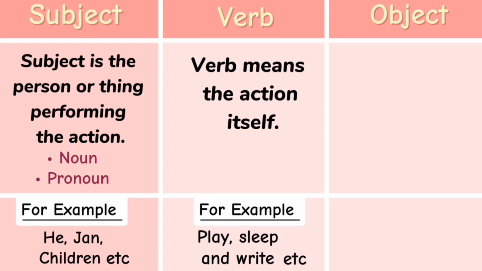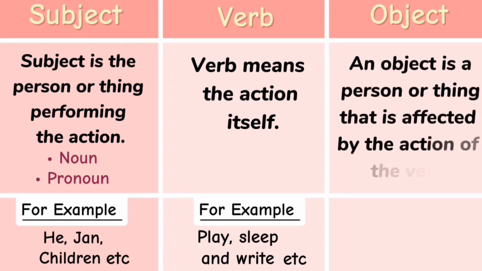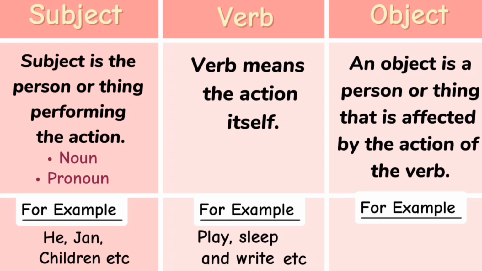Object. In present indefinite tense, an object is a person or thing that is affected by the action of the verb. It's not always necessary to include an object in a sentence. For example, she reads books. Here, books is the object, affected by the action of reading.